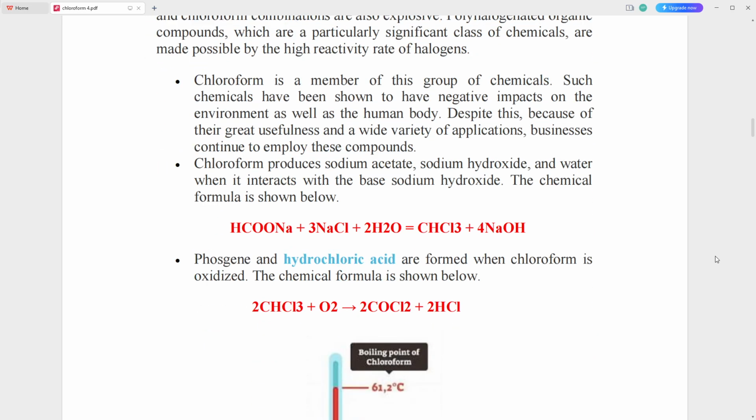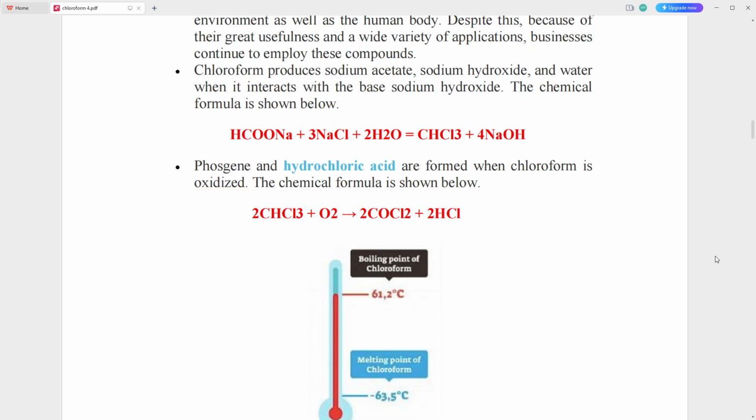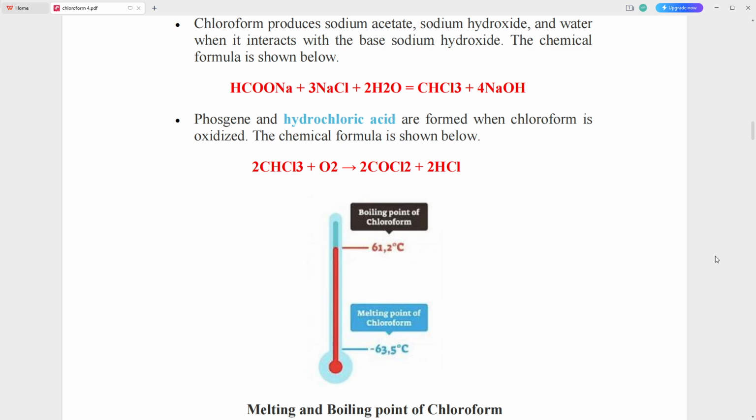Such chemicals have been shown to have negative impacts on the environment as well as the human body. Despite this, because of their great usefulness and a wide variety of applications, businesses continue to employ these compounds. Chloroform produces sodium acetate, sodium hydroxide, and water when it interacts with the base sodium hydroxide. The chemical formula is shown below.